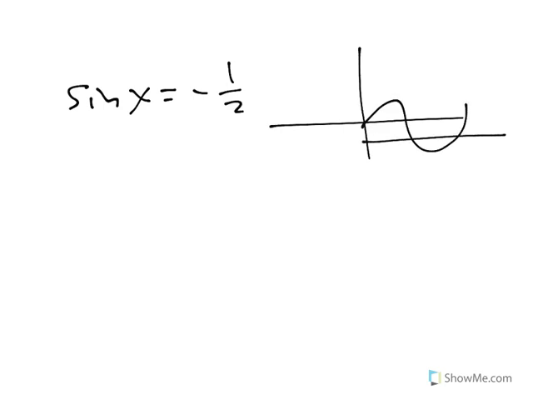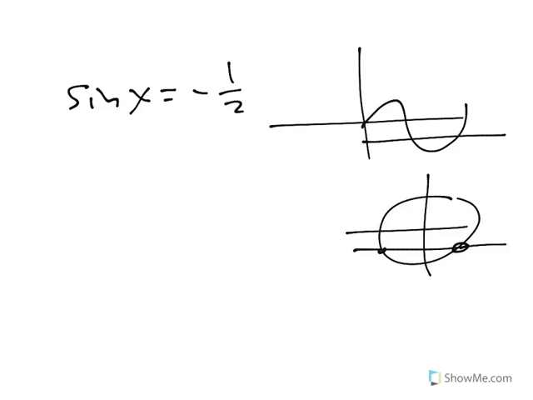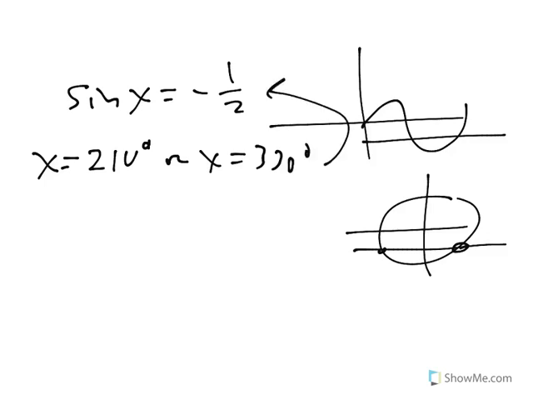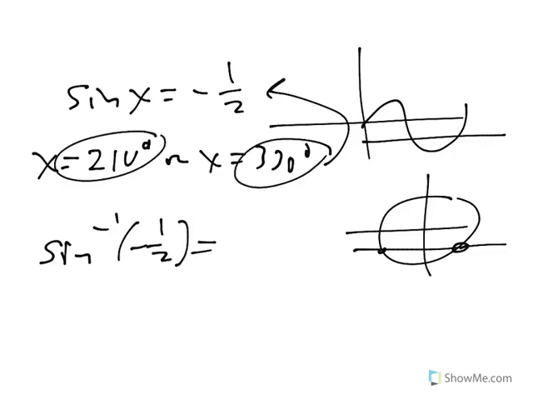On the other hand, if I say sine x equals negative 1/2, whether you like to picture this or this, it has two answers. The reference angle is 30 degrees, but it's 180 plus 30 and 360 minus 30, so it's 210 or 330. Those are the two answers to this question. But if I say sine inverse of negative 1/2, the answer is not 210 or 330, it's negative 30 degrees, because the answer to a sine inverse question has to be between negative 90 and 90.